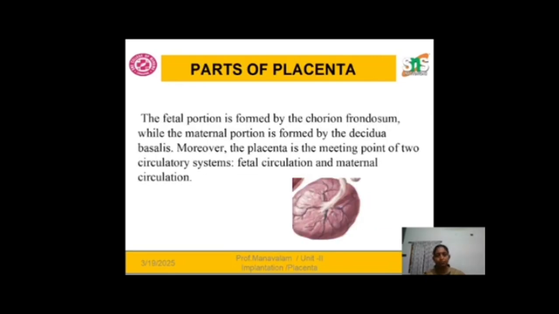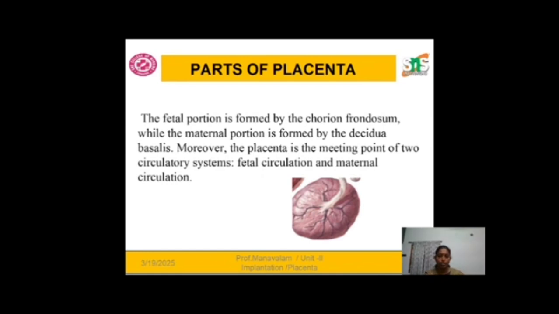Parts of the placenta. It has two parts: the fetal surface and the maternal surface. First we will see the fetal portion. The fetal portion is formed from the chorion frondosum, or chorionic plate. The fetal surface looks shiny and silky in appearance because it is covered by the amnion. That's why it has that appearance.